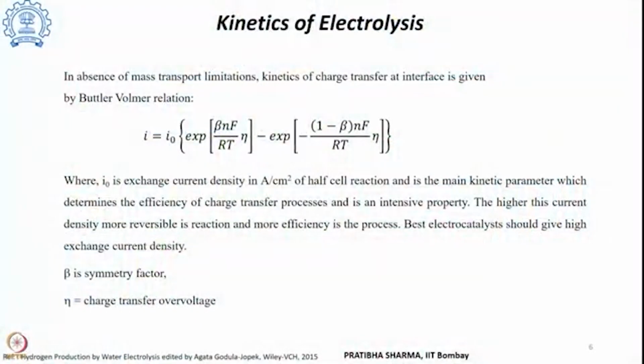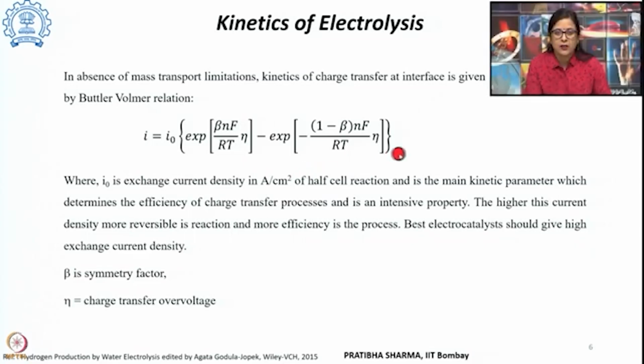Now the kinetics of electrolysis, in the absence of any mass transport limitations: the charge transfer kinetics at the interface can be given by the Butler-Volmer equation, where the current density is given by the exchange current density times exponential(beta N F upon R T eta) minus exponential(minus (1 minus beta) N F upon R T eta), where beta is the symmetry factor, N is the number of electrons exchanged in the process, F is the Faraday's constant, R is the gas constant, T is the temperature, and eta is the charge transfer overvoltage.